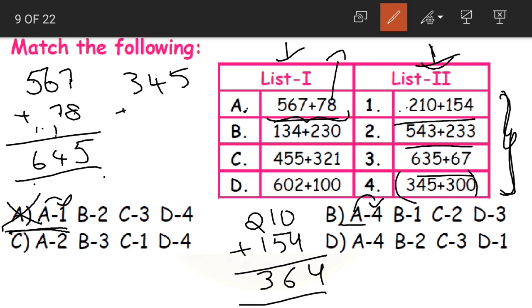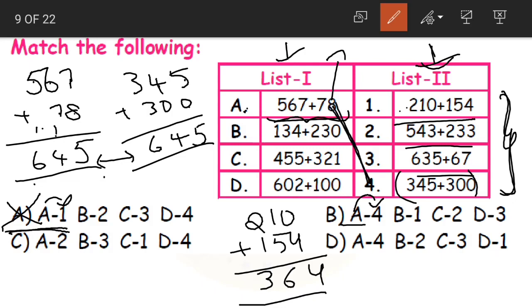345 plus 300. When we add these two, 5 plus 0 is 5, 4 plus 0 is 4, 3 plus 3 is 6. What answer did we get? We got 645 as our answer. So what can we say? Option A is equal to 4. Yes, we can say that A is equal to 4.